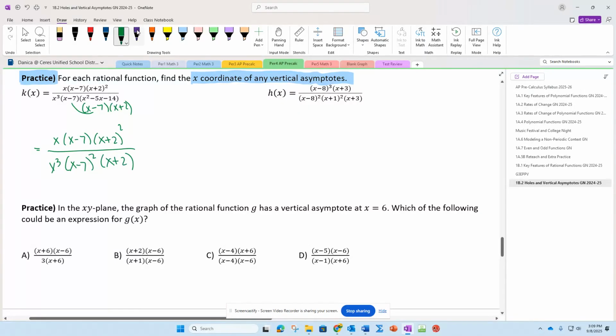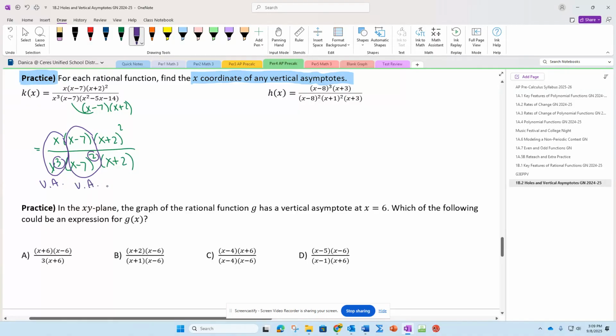All right. So our factor of x, our denominator's multiplicity is 3, which is larger, so this is going to give us a vertical asymptote. The x minus 7, the denominator's multiplicity is 2, which is larger.